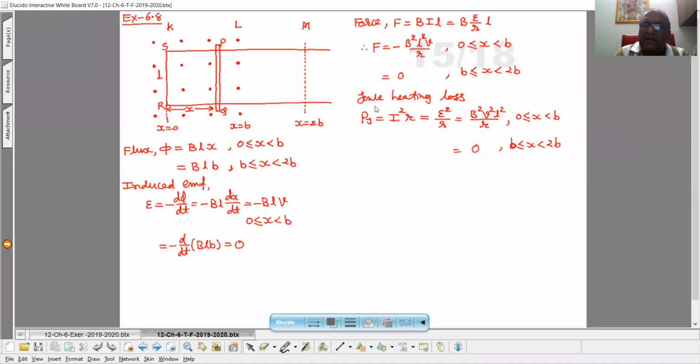Force will be 0. Now Joule heating loss, that is I square R, I, that is E by R, so we can write resultantly E square by R. E, that is BvL, so B square v square L square upon R. But Joule heating, that will be obtained in the region 0 to b only, because in this region when rod is moving, the EMF is induced. After this one, EMF is not induced. So in the region b to 2b, the loss in the form of heat, that is 0. Now if you want to draw the graph, then very simple.